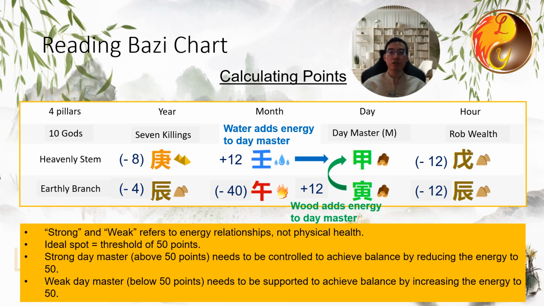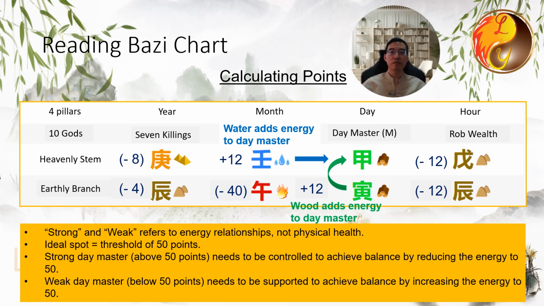A strong day master needs to be self-controlled to achieve balance, while a weak day master needs to be supported and produced. In this chart, there is another green character, also wood, which supports the day master, adding energy to the day master. Additionally, there's a water character that generates wood, providing more energy to the day master. However, overall, the elements that consume the day master's energy are more dominant, so this person is considered to have a weak day master.